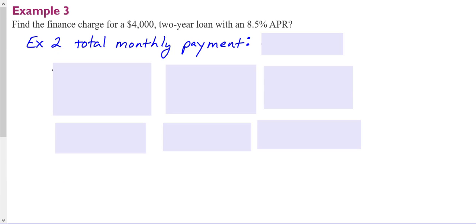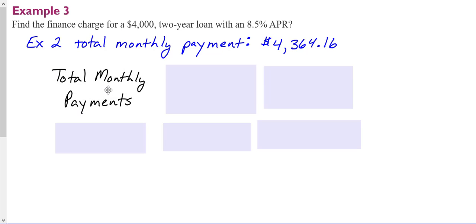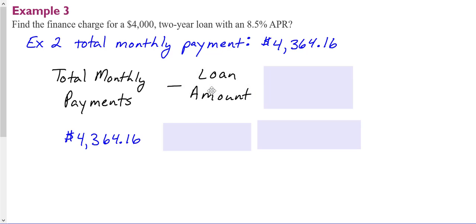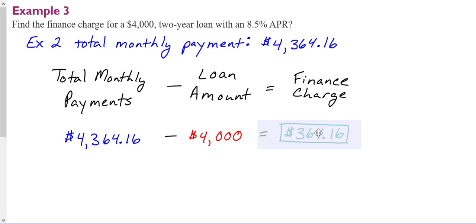Now we want to find the finance charge for a $4,000 2-year loan with an 8.5% APR. From example 2, we figured out that the total monthly payment was $4,364.16. You would take your total monthly payments, $4,364.16, and subtract the original loan amount of $4,000, and that would give us our finance charge, which is $364.16. The finance charge is very similar to interest. Sometimes you get a flat finance charge rate, and sometimes the finance charge is based on a certain percent.